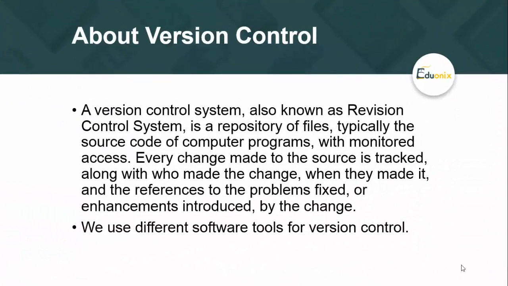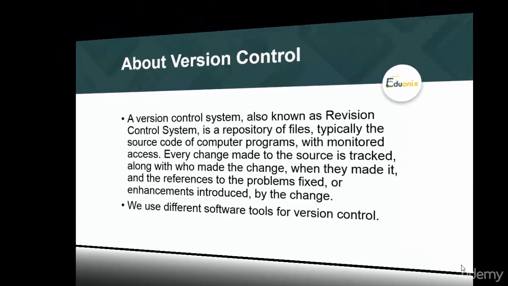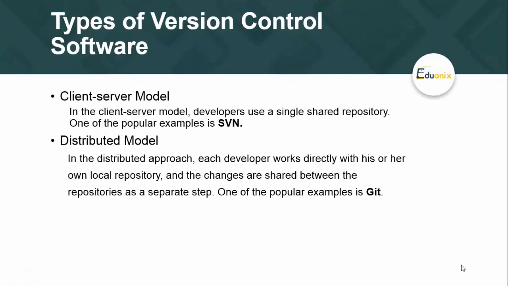A version control system, also known as revision control system, is a repository of files, typically the source code of computer programs, with monitored access. Every change made to the source is tracked, along with who made the change and when they made it, and the references to the problems fixed or enhancements introduced by the change. We use different software tools for version control. On the next slide, we will continue to learn about the types of version control software.